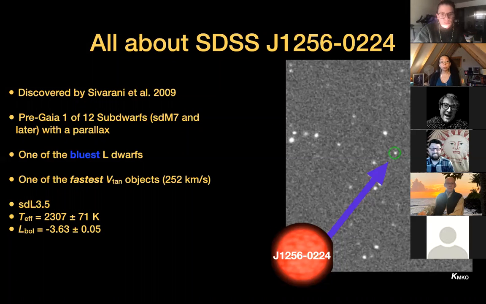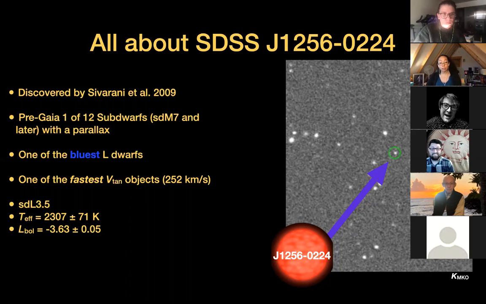It's one of the bluest L dwarfs. It's also one of the fastest tangential velocity objects. And it's spectral typed as an sdL3.5. It's got a temperature of around 2300 Kelvin and a bolometric luminosity of minus 3.6.